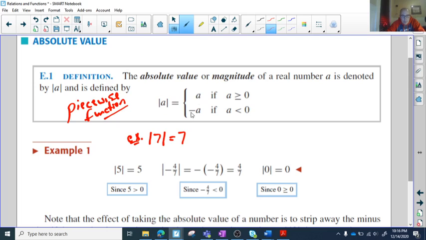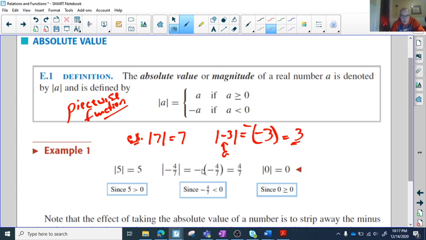So it's saying if the number between the bars is positive, you can just write out the number without bars. You don't need them. The second piece of the function is saying this: what if between the bars was a negative number? And I'm trying to write it without absolute value bars. Well, you're going to have to take the negative of it, because a negative of a negative will turn it into a positive. And we know that the absolute value of negative 3 is supposed to be positive 3.